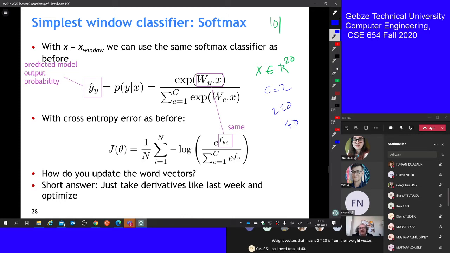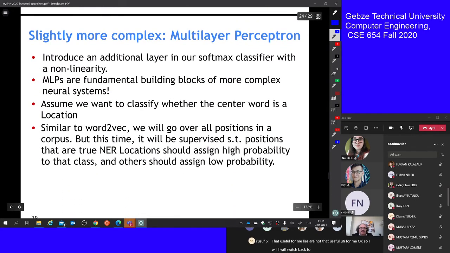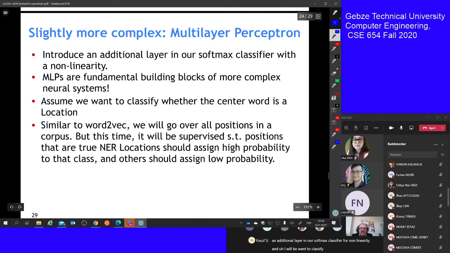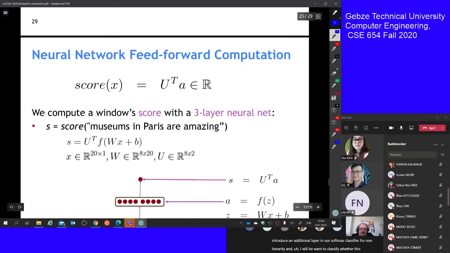40 numbers. Once I figure out those 40 numbers, then I can do this with a softmax. But softmax, as I said, can draw only a line, and lines are not that useful for me. Okay, so I will switch back to multi-layer perceptron, or neural network. I will introduce an additional layer in our softmax classifier for nonlinearity, and we want to classify whether the center word is a location. Okay, so this is what we are going to do.